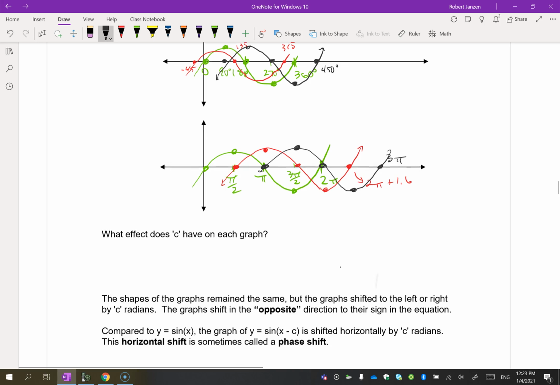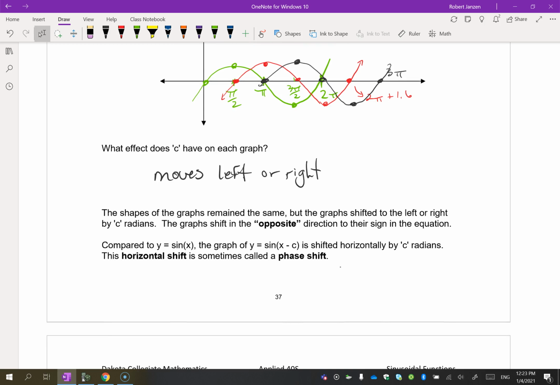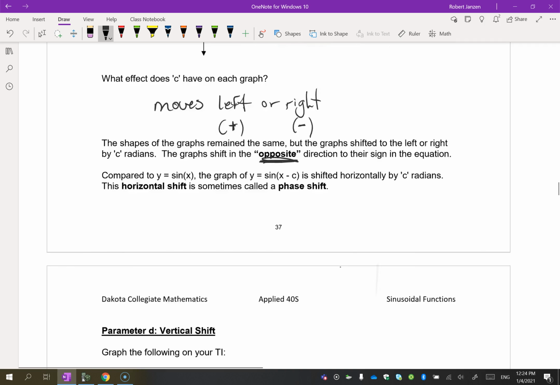Okay, so what effect does C have on the graph? It moves left or right. The shape of the graph remains the same, the amplitude is the same, the period is the same, but the graph moves. And it moves the opposite to the direction of its sign. So if it was a positive number, we move left. If it's negative, we move right. Okay, that's called a phase shift.